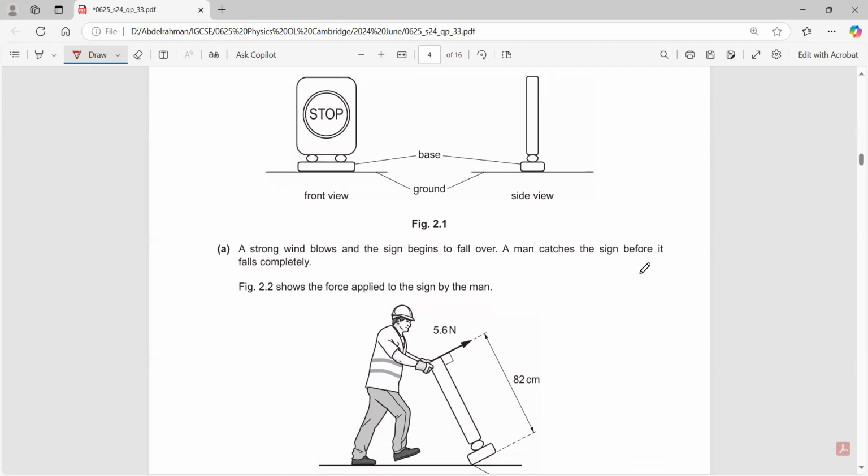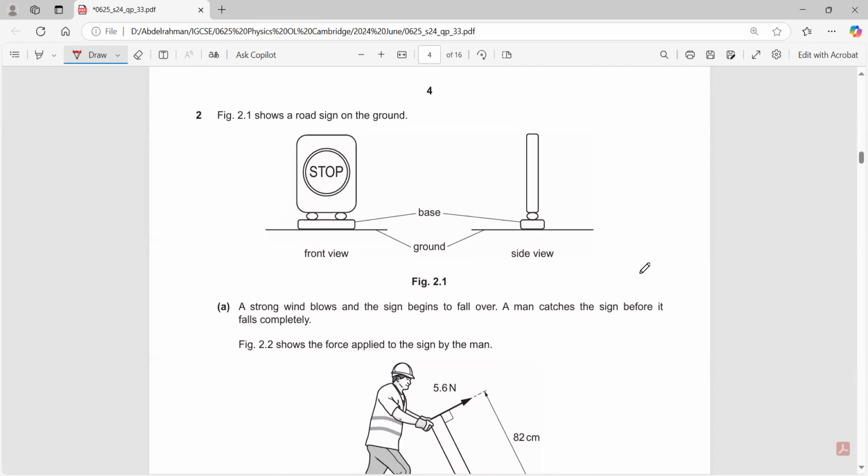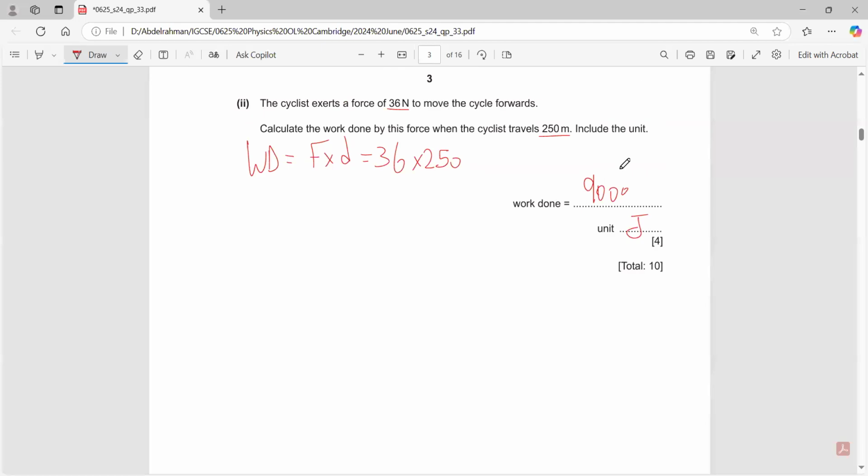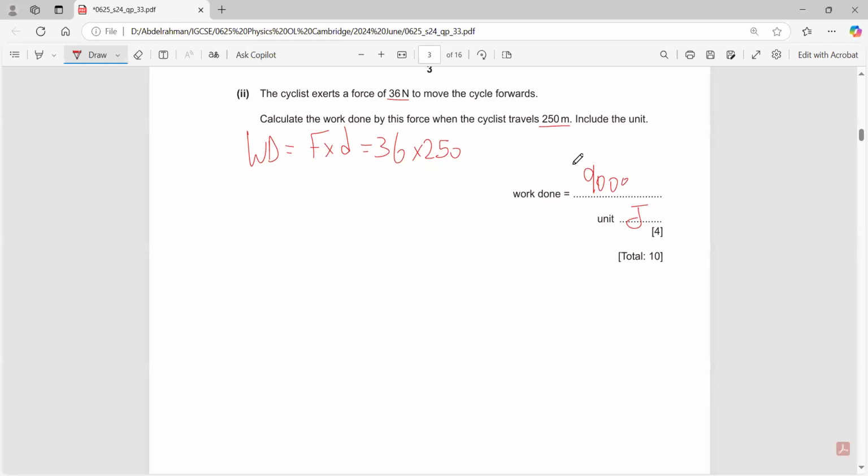Does the distance have to be in meters? Yes, it does have to be in meters. For example, if the distance was in centimeters or kilometers or whatever, you have to convert it to meters.